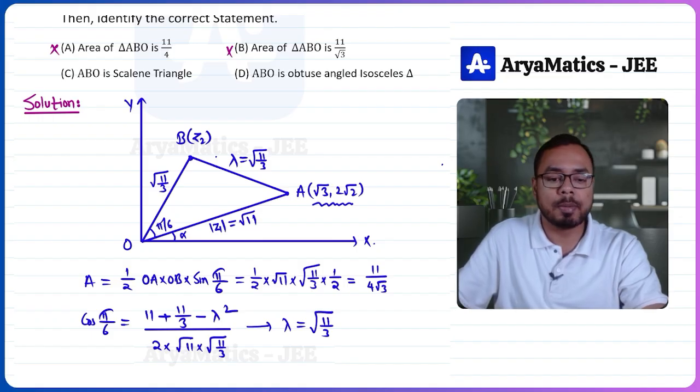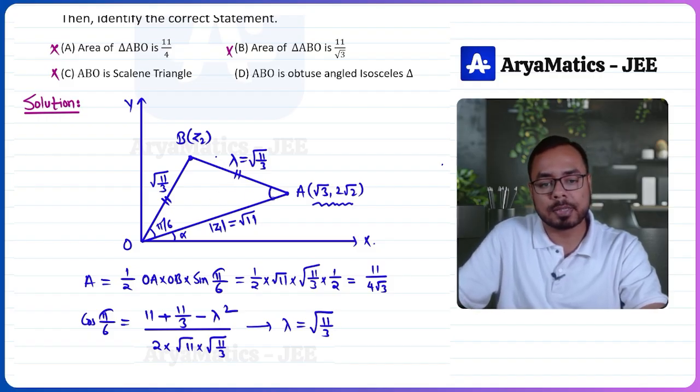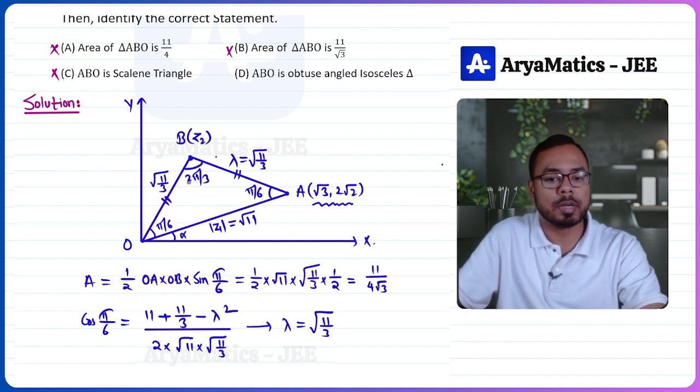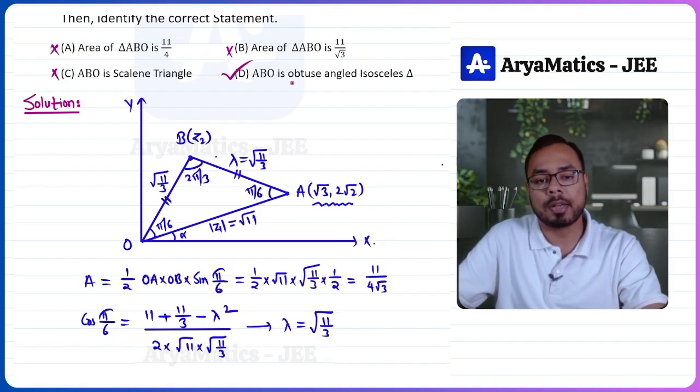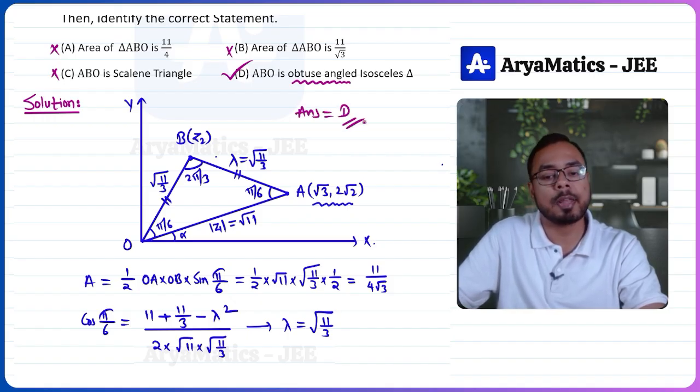Now this angle was pi by 6 and these two sides are equal. Side OB is same as side AB. So if two sides are equal, clearly it cannot be a scalene triangle. It has to be isosceles triangle. And also if this angle is pi by 6 and the two sides are equal, this angle is also pi by 6 and here we'll get 2 pi by 3. So it is obtuse angle isosceles triangle, and therefore the correct answer for this problem will be fourth option, right? The right answer for this problem will be option D.